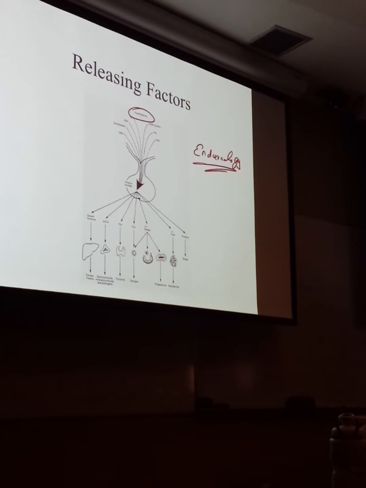So this is your hypothalamus, and we have all of these releasing factors that are carried in the bloodstream. They go down into the anterior pituitary, and then you release these different hormones. We're going to talk about each of these hormones in a little more detail. So the first one that we're going to talk a little bit about is growth hormone.